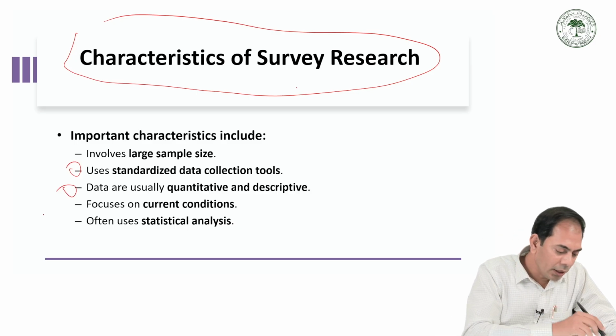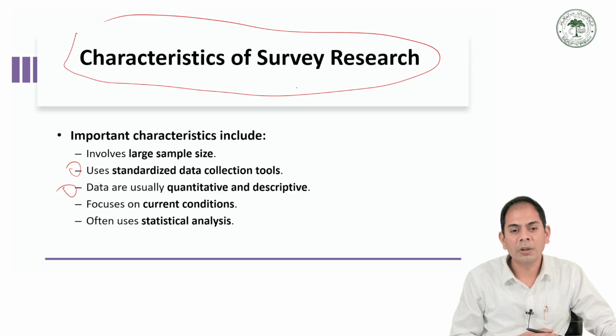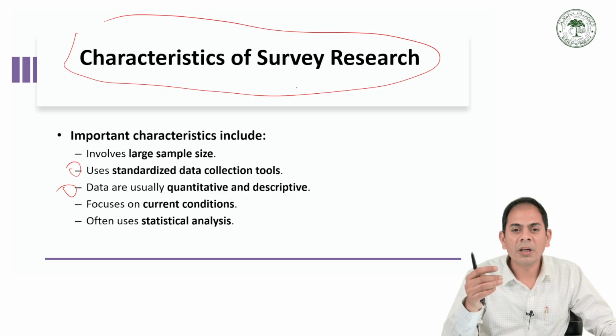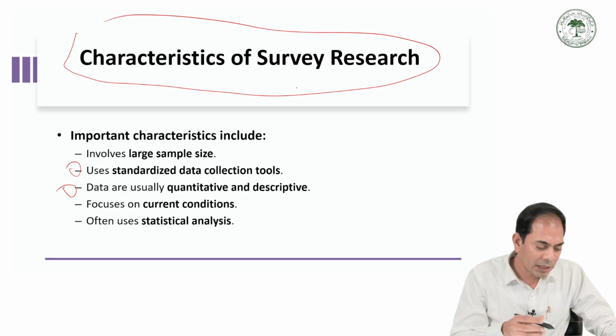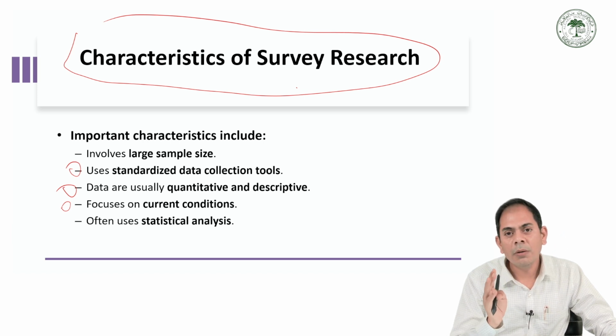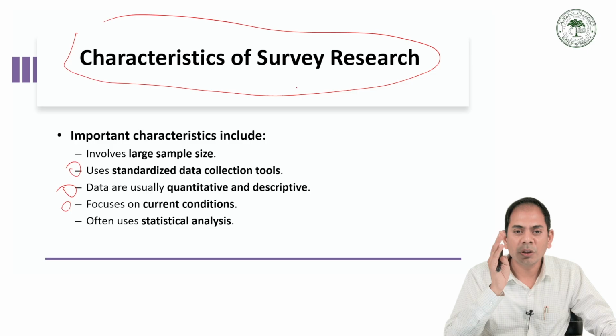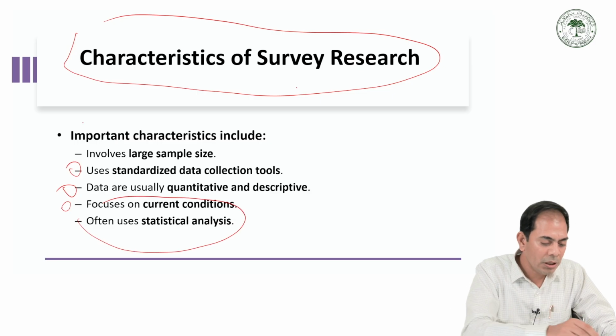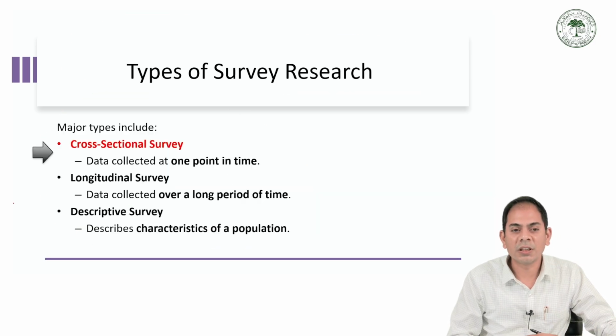Next, the data are usually quantitative and descriptive, that means quantitative and qualitative. Sometimes we collect the information in the form of numbers, and sometimes in descriptive, non-numerical form. So both kinds of data are generally used in survey research. Next important characteristic of survey research is the focus on current conditions. This is a very important aspect: survey research is based on and focuses especially on the current situation, to assess the current situation. And it often uses statistical analysis. So these are the five characteristics of survey research.